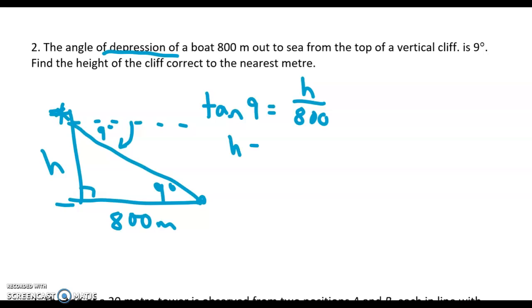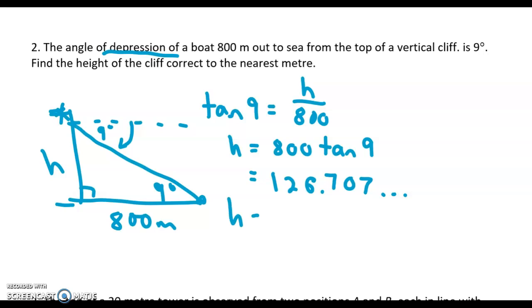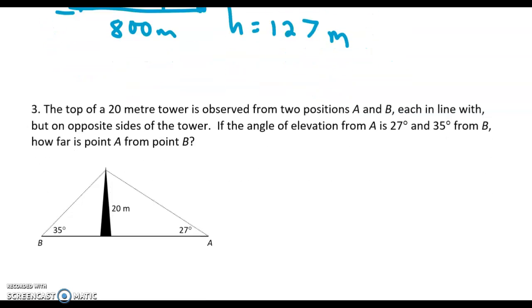So solving the same way, h is 800 tan 9. We don't need to actually write that multiplication in there. Still mathematically correct to have it like that. And that gives us 126.707. Okay, so h is equal to 127 meters. That's the height. All right, moving on.